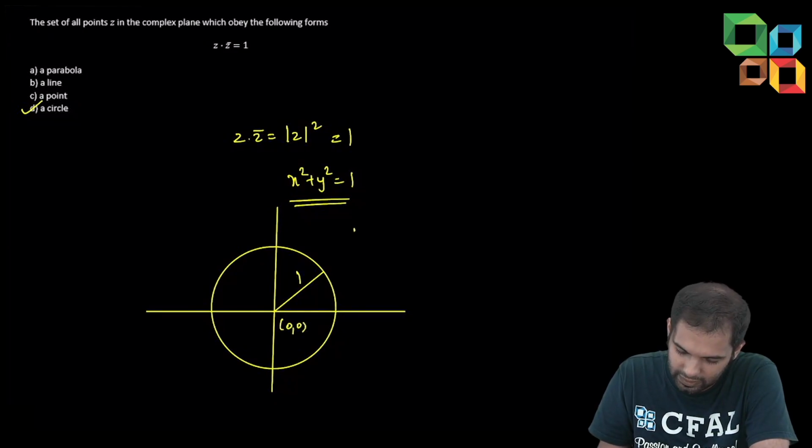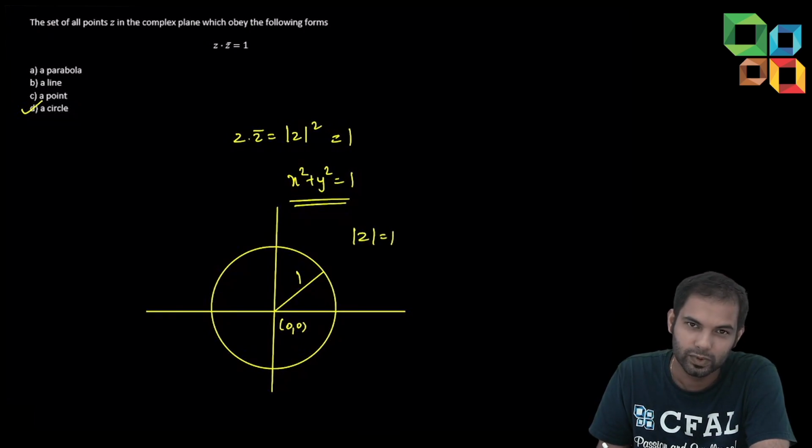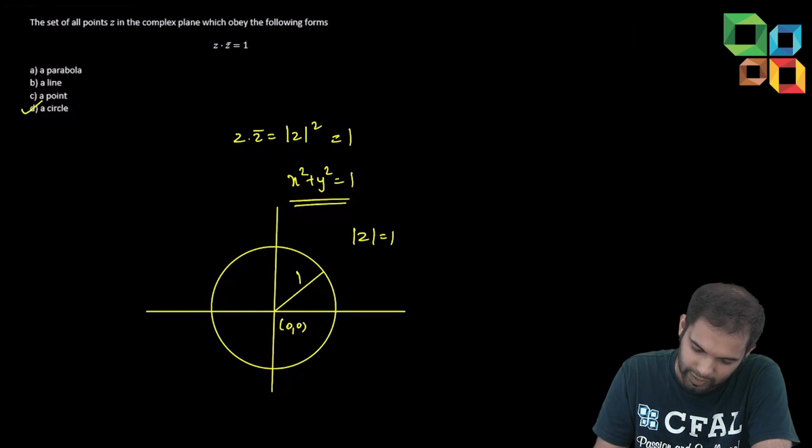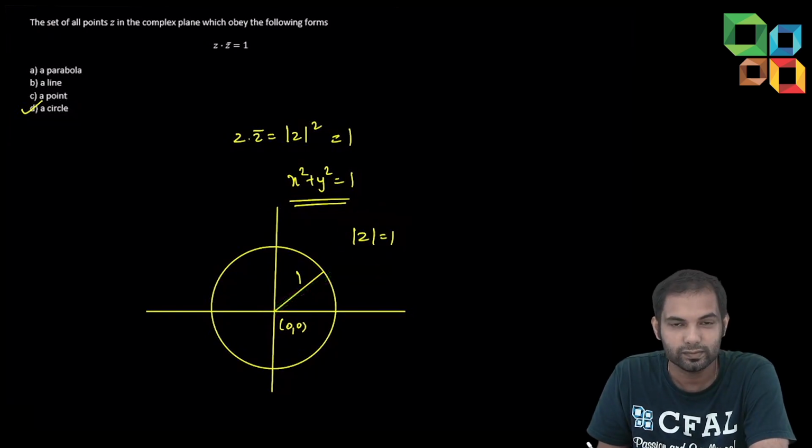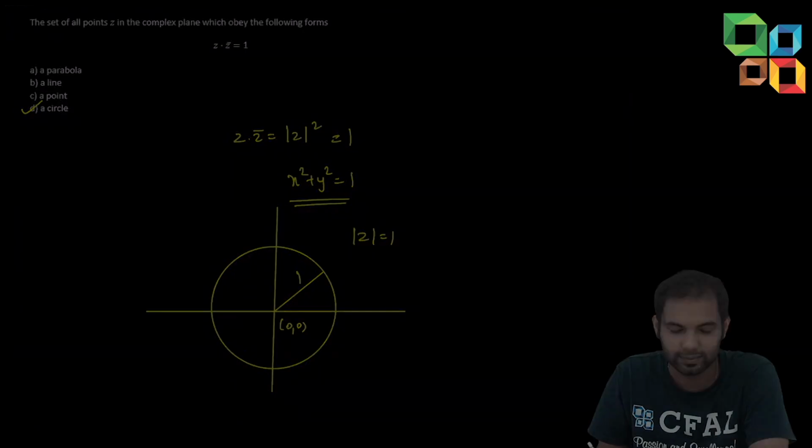Other way to look at it, does that mean that modulus of z is equal to 1? If that is the case, that means the distance from the origin is equal to 1. I'm still going to get the same result.